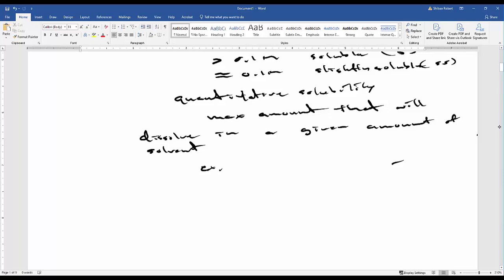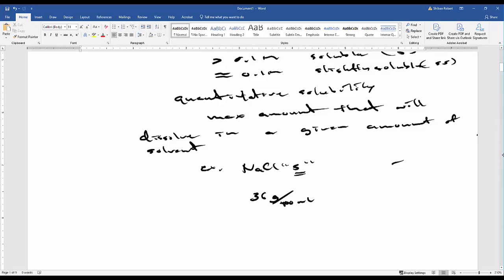So an example would be sodium chloride. Sodium chloride is what we consider soluble, S, but there is a limit to how much you can dissolve, and that limit is about 36 grams per 100 milliliters of water. As long as we're under 36 grams, it should completely dissolve in 100 milliliters. But if we go over 36 grams, any extra will not dissolve, and the solution is considered saturated with sodium chloride.